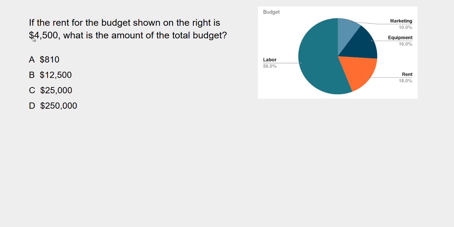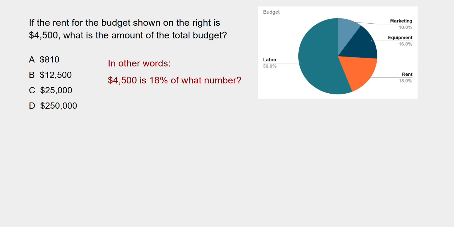And we are told that the rent is $4,500. And we know from the chart that that represents 18% of the total. And we are being asked to find the total amount of the budget. Another way to phrase this is: $4,500 is 18% of what number?